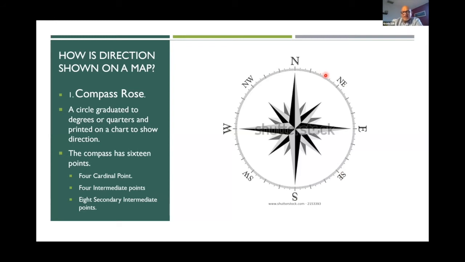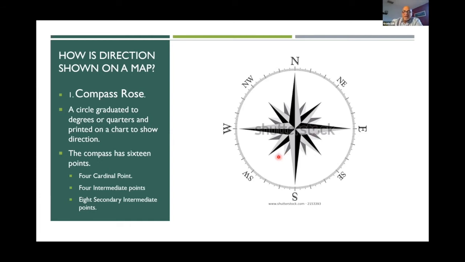Now, we also have eight points in between these intermediate points. They're called our secondary intermediate points. They're not labeled on this today, but they can be if you want to do it on your own. And those are, of course, north-northeast, which is on the north side of northeast. East-northeast, of course, is on the east side of northeast. East-southeast, which is on the eastern side of southeast. South-southeast. And you're starting to see the pattern here.